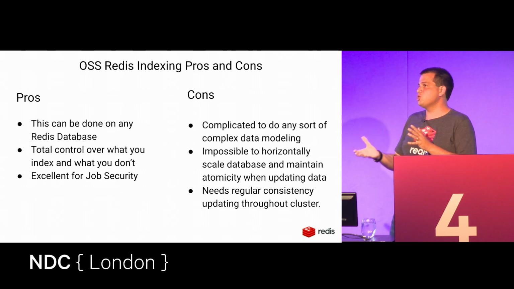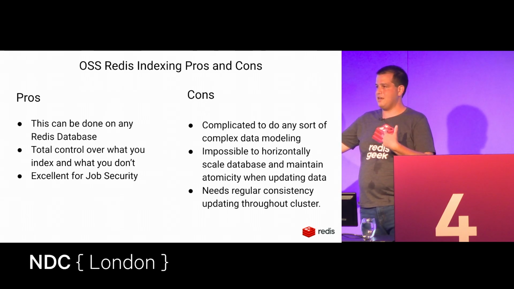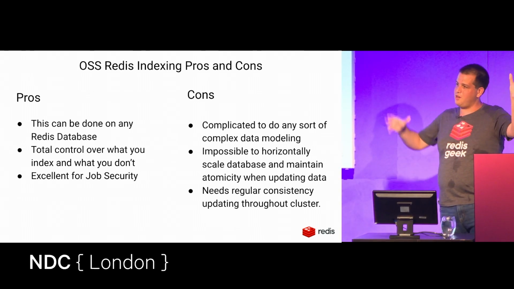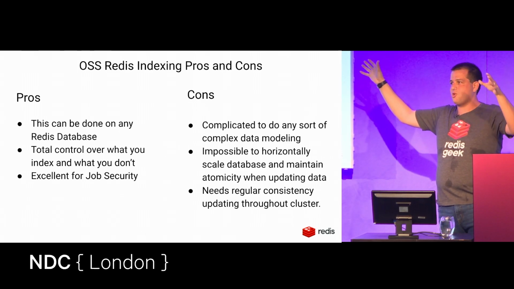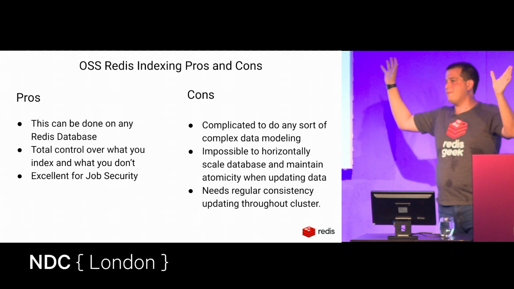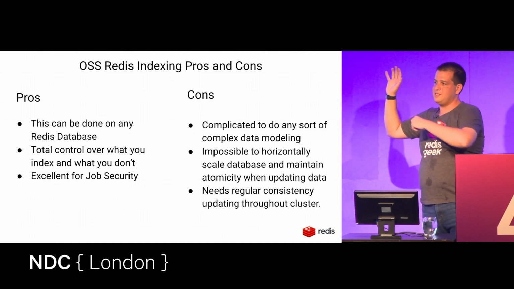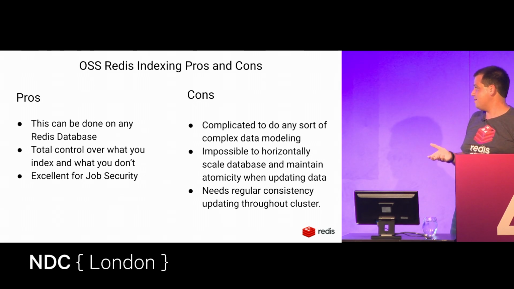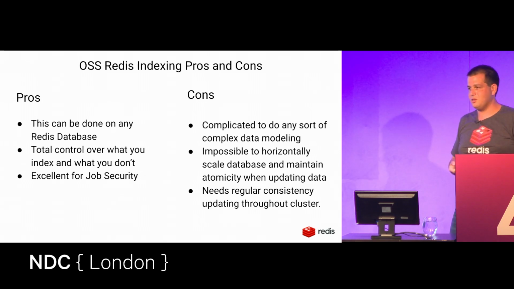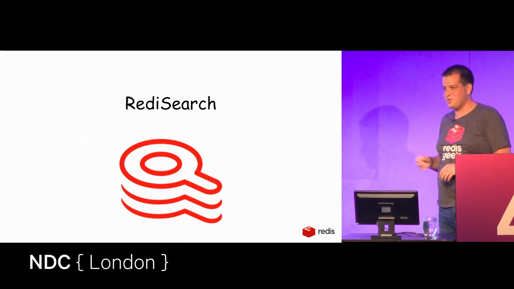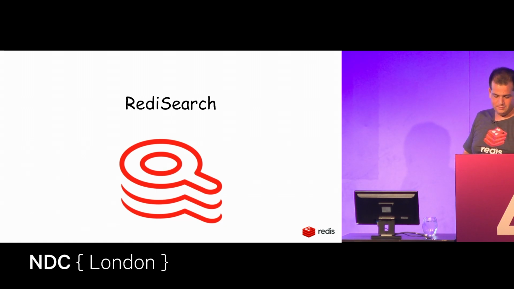Because essentially in Redis cluster, which is the horizontally scaled out version of Redis, you can't operate on different keys atomically with each other. If one key is on one shard and another key is on another, say your index is on one shard and your actual object's on another, when the object gets updated, you can't atomically go over to the database where your index is maintained and update the index. You have to do them separately. And this means that you have to make regular consistency updates throughout your cluster, which is a real pain to use. Or we can use Redis Search, which is the topic of this talk.